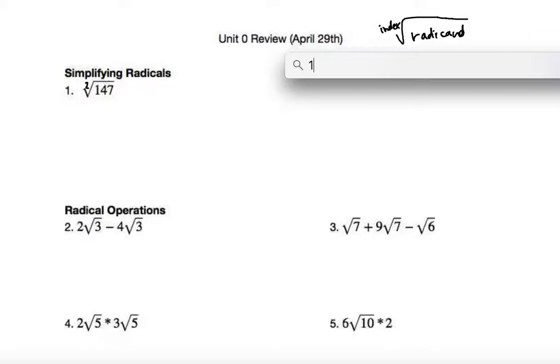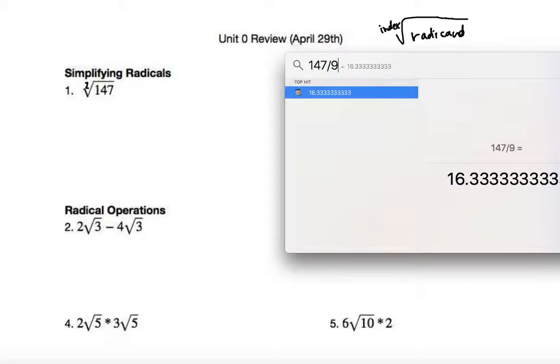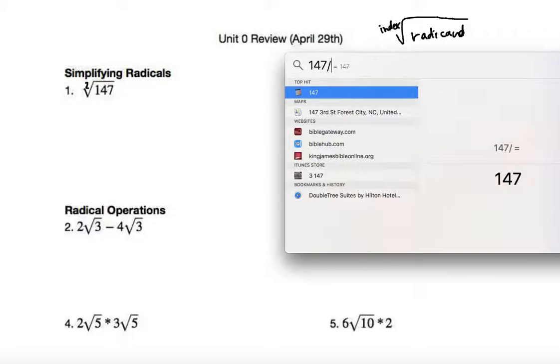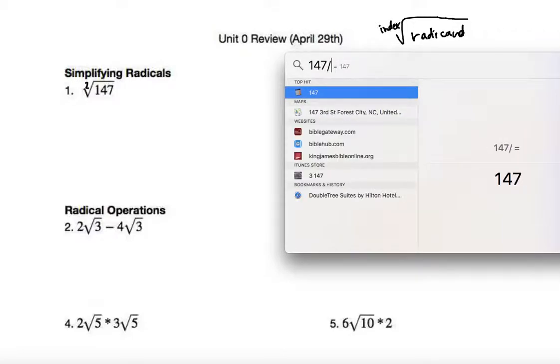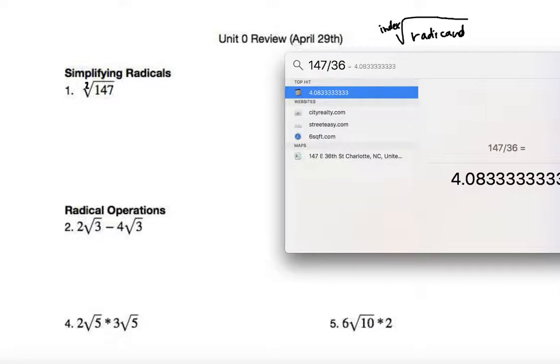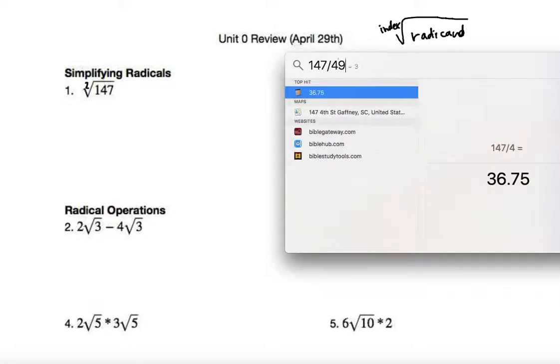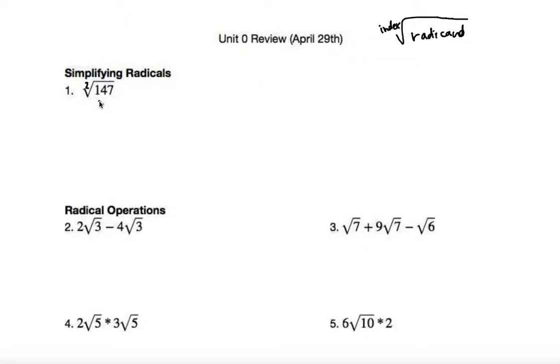Okay, another one would be 9. If I divided 147 by 9, it doesn't come out evenly. Okay, 16. Nope. 25. 36. Now keep in mind these are all our perfect squares that I'm trying. 49. 49 does work. Okay, so that means that 147 will break down to 49 times 3.